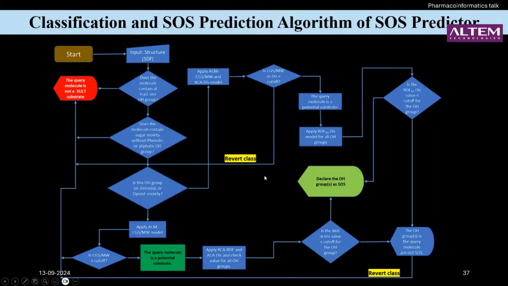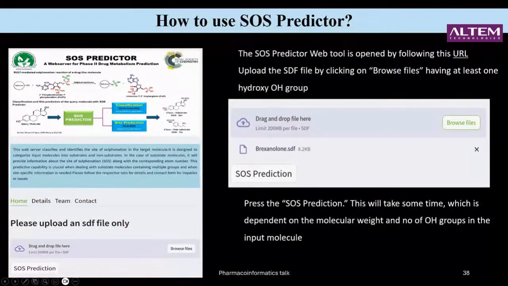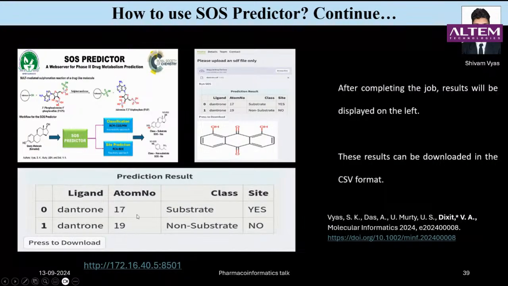If the parameter values are within the cutoff, we declare that those hydroxyl groups are the site of sulfonation. If none of the parameters are within the cutoff, then we revert the class of the molecule and declare that this molecule is not a substrate. All this detailed story is available in the recently published paper, and the SOS predictor is also available as a web tool where you can simply upload your SDF file and hit the button for SOS prediction. It will give you this type of classification: within this molecule there are two OH groups, and only one of the OH groups is sulfonated.